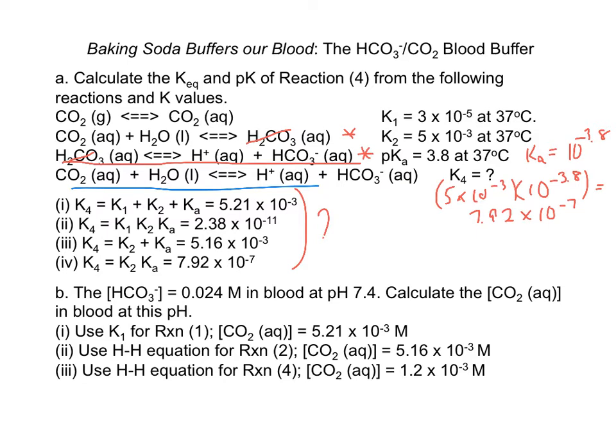At the pH of blood, it turns out that the bicarbonate ion concentration is 0.024 molar. So stop the video and calculate the CO2 aqueous concentration. So here's how we use the Henderson-Hasselbalch equation to calculate the CO2 aqueous concentration.